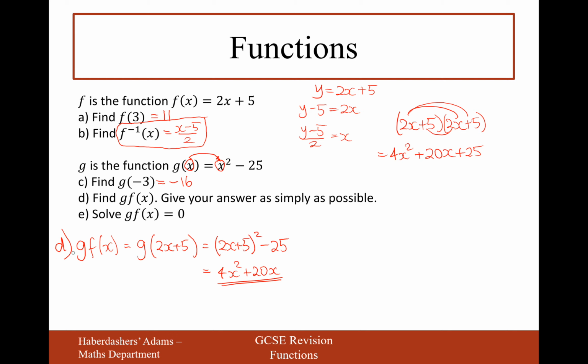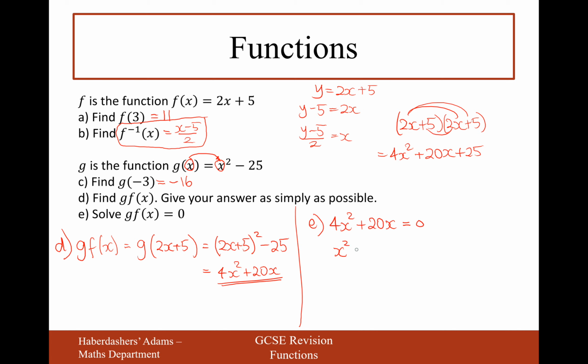So that was the answer to part D. Let's now move on to answer part E. Solve gf of x equals 0. Well, I've already done the legwork for gf of x, really, so it's 4x squared plus 20x, and then I need to solve it equal to 0, so I'll write equals 0 afterwards. So now I need to solve this.